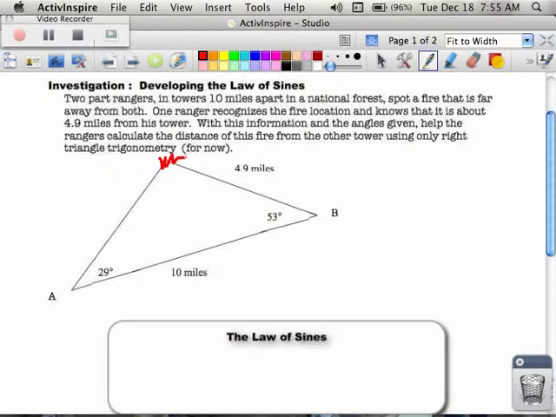And one ranger recognizes the fire location, knows that it's about 4.9 miles from the tower. That's Ranger B. And then with that information and the angles that are given, we want to figure out the distance of the fire from the other tower using only right triangle trigonometry. Now the secret to this is to draw a perpendicular from that fire and use some right triangle trigonometry.